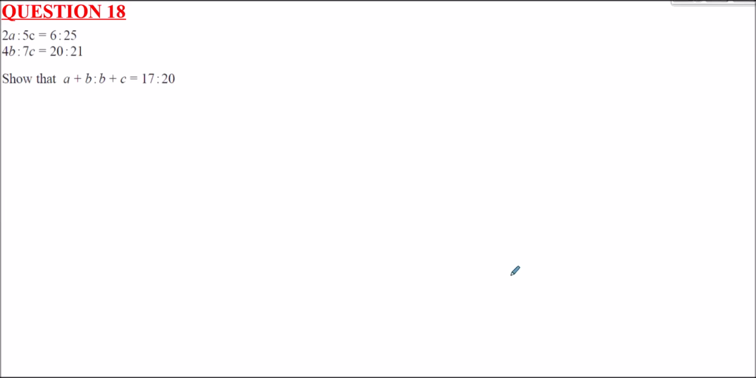Question 18. This is a stinker of a question. The way I'm going to show you how to do it is just something I've sort of intuited. There are other ways of doing it. I'm going to give you the slickest method.